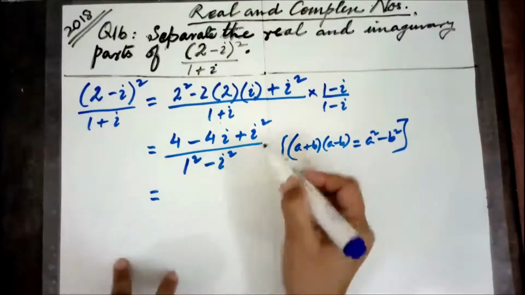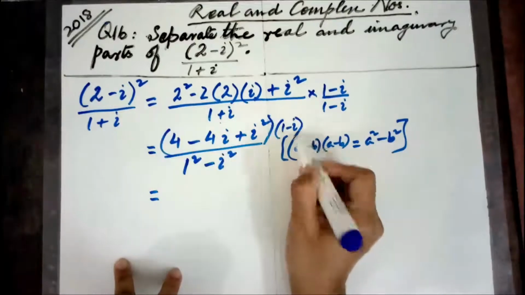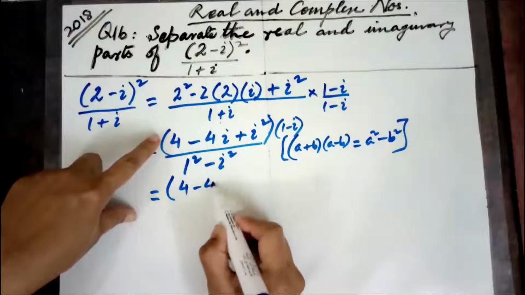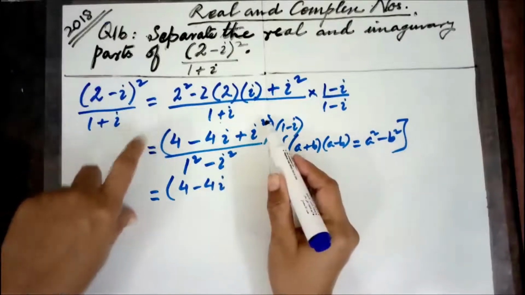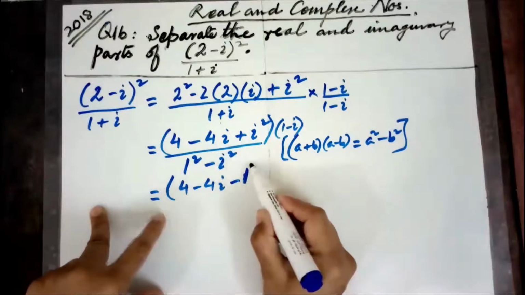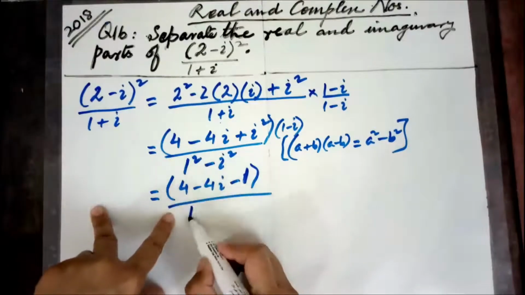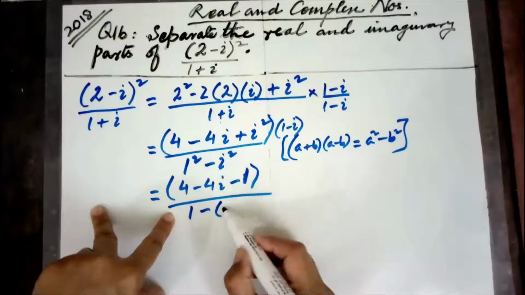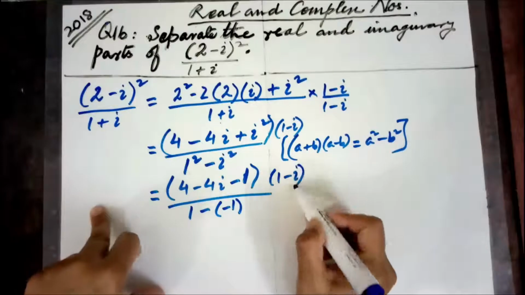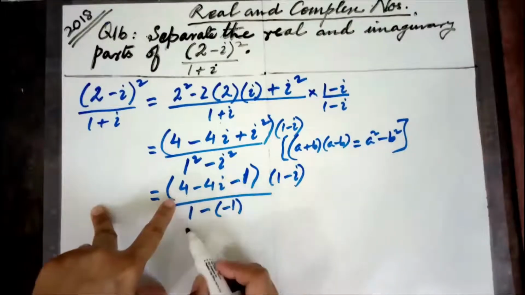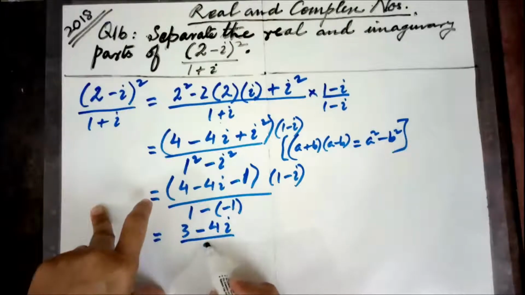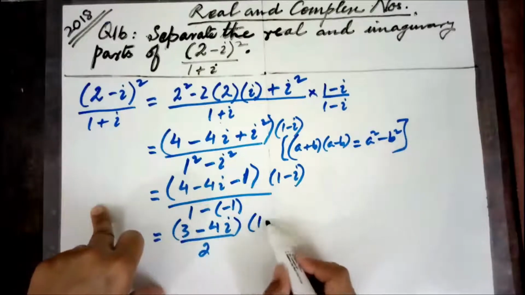Now what would it be? This is 1 minus iota. Now we will solve this. 4 minus 4 iota, and iota square is equal to minus 1. This is minus 1. So what would it be? 1 minus iota square is 1 minus minus 1, I will write over there, and that is 1 plus 1, which is 2. 4 minus 1, this is 3. So 3 minus 4 iota upon 2, multiplied by 1 minus iota.